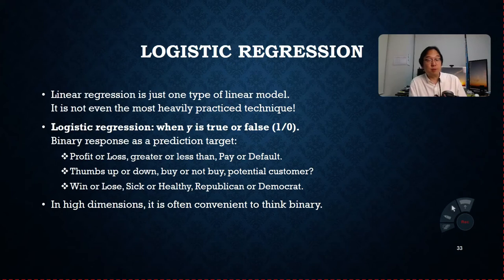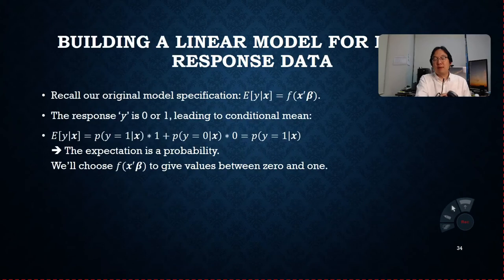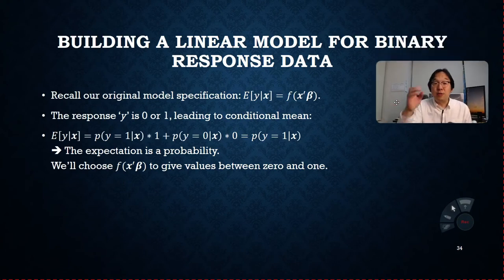Potential customers or not. We win or lose, or sick or healthy, Republican or Democratic. Of course, there are some guys like me in the middle, right? Left wing or right wing kind of things, right? In high dimensions, or Trump versus no Trump, right? In this election coming up. In high dimensions, it is often convenient to think binary. I mean, when it's more complicated, you want to reduce it because of your bounded rationality, right? It's like, let's keep it this way or that way. The marginal error is not that important, so this or that kind of choices. Yeah, that's something you could think about, right?